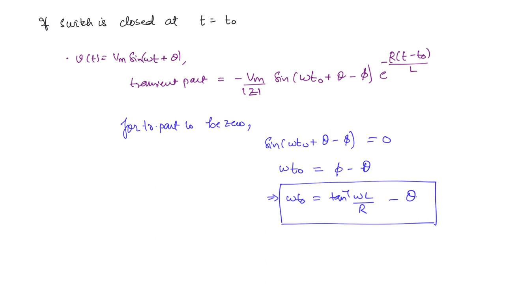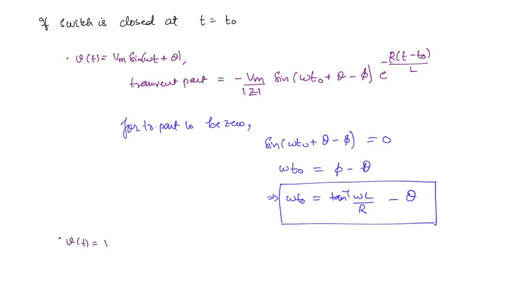So in the previous case, the condition was on the initial phase angle. That phase angle should be a particular value, and then there will be no transient response. Here it depends on the time at which the switch is being closed. Okay. Now what about the other case?